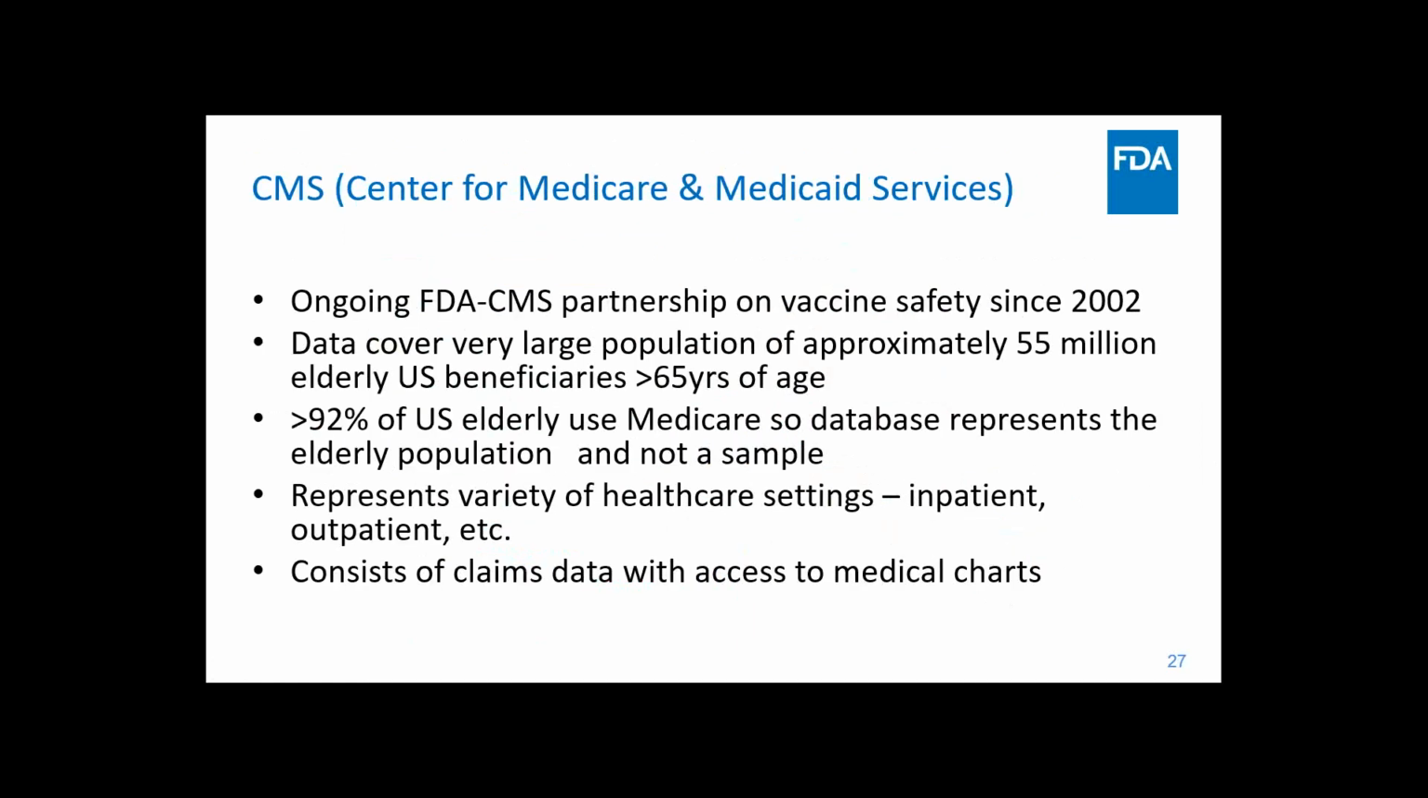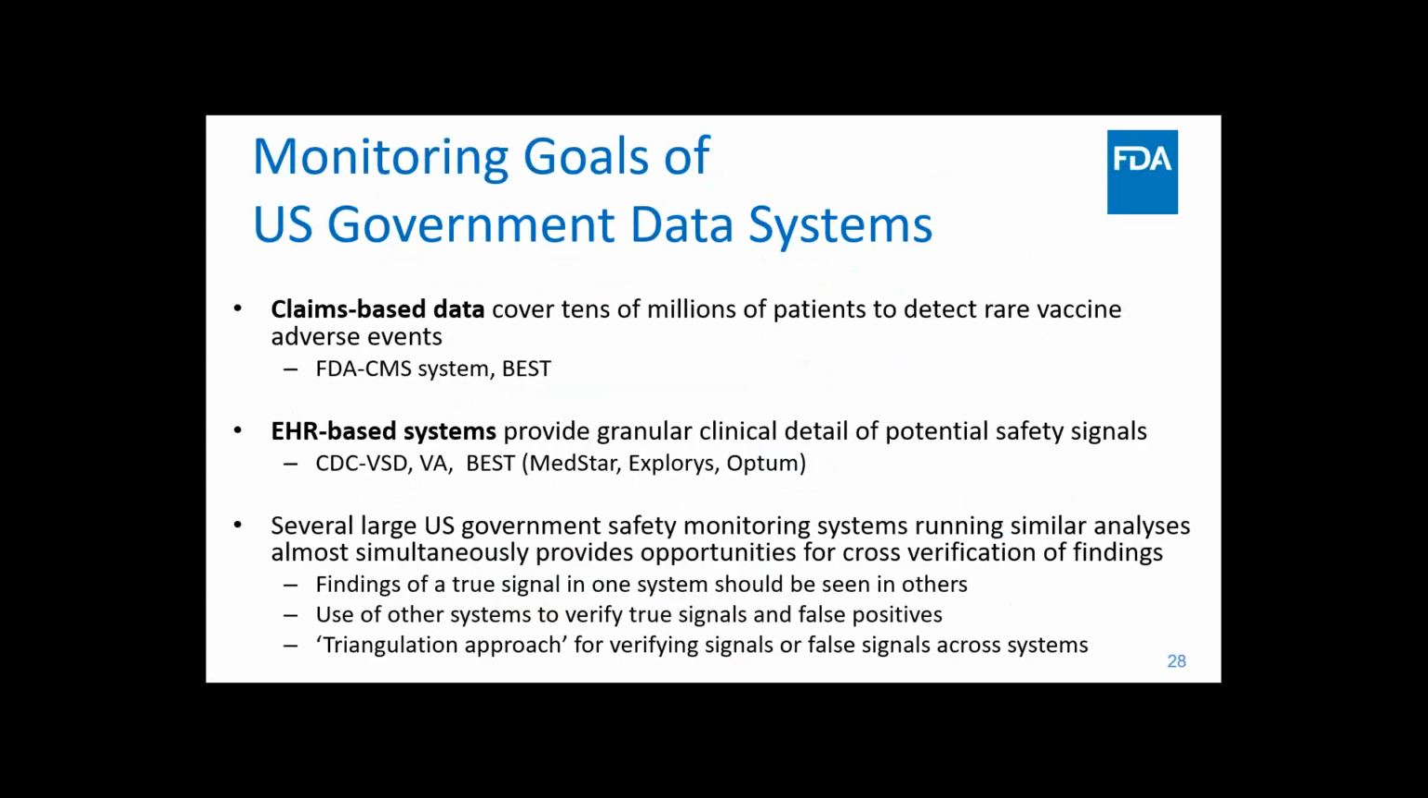Next slide, please. There's an ongoing FDA and Center for Medicare Medicaid Services partnership to monitor vaccine safety. And this data covers a very large population of the elderly, 55 million U.S. beneficiaries over 65. So over 92% of U.S. elderly use the Medicare. So this database is not a sample. It really is a large proportion of the elderly population. And again, it has a wide array of healthcare settings, inpatient, outpatient. And it has claims data, and there is access to the medical charts. Next slide, please.